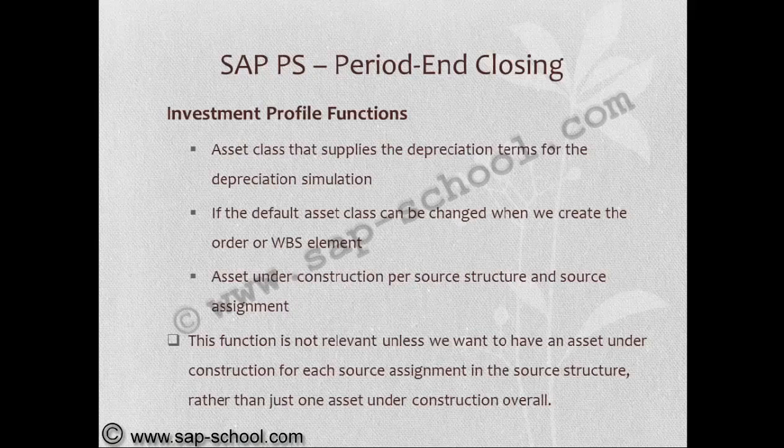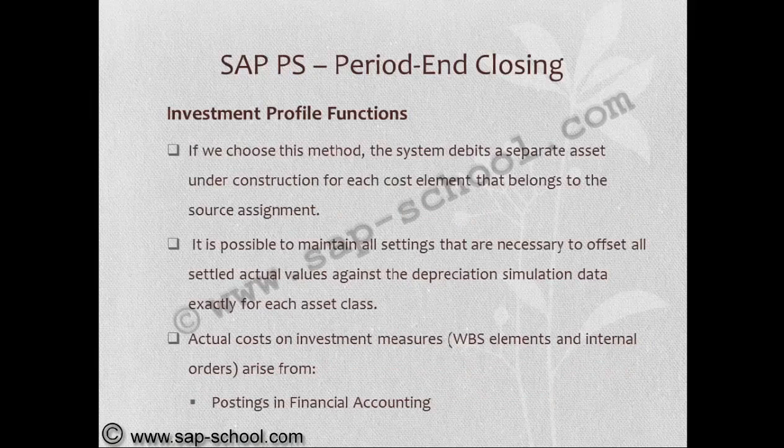This function is not relevant unless we want to have an asset under construction for each source assignment in source structure rather than just one asset under construction overall. If we choose this method, the system debits a separate asset under construction for each cost element that belongs to the source assignment. It is possible to maintain all settings that are necessary to offset all settled actual values against the depreciation simulation data exactly for each asset class.